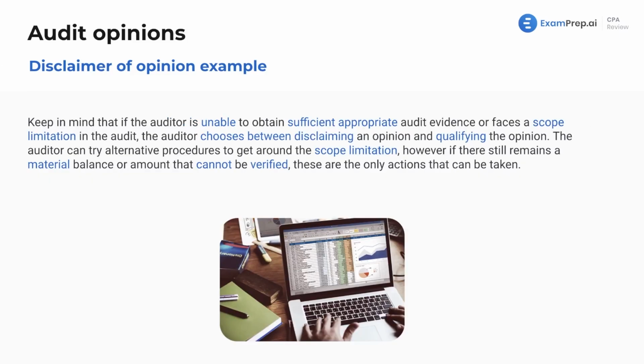Keep in mind that if the auditor is unable to obtain sufficient appropriate audit evidence, we hear this so much, right? Especially in that evidence lesson, or faces a scope limitation in the audit, the auditor chooses between disclaiming an opinion and qualifying the opinion. Important point to keep in mind, the auditor can try alternate procedures to get around that scope limitation, as we mentioned. However, if there still remains a material balance or amount that cannot be verified, these are the only actions that can be taken. So you can try your best, can't get around it. Unfortunately, this is what's going to happen.